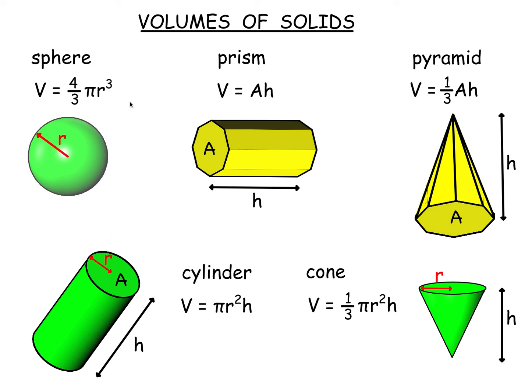This video is going to look at the effect on the volume of changing the radius. For example, in the sphere, if we doubled the radius, what effect would that have on the volume? Does it double it? Or what does it do? Or if we change the radius in a cylinder, or we change the height in a cylinder, what effect does it have on the volume?